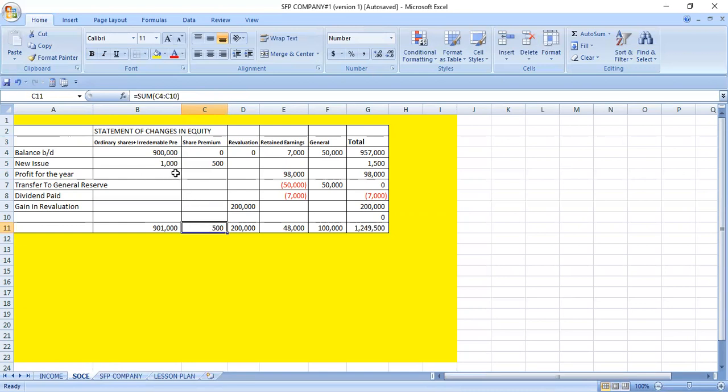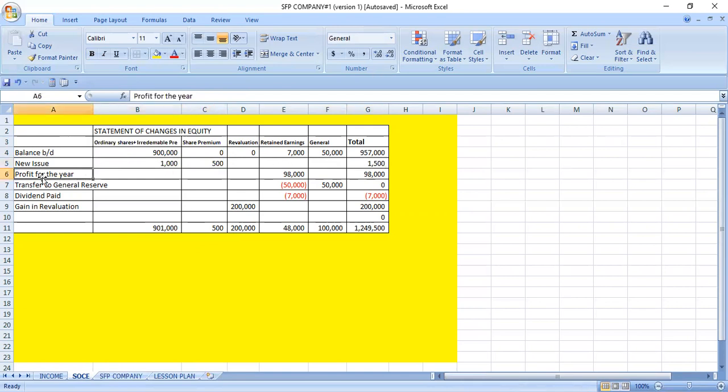So we are done. It will not affect the revaluation reserve. It will not affect the retained earnings. It will not affect the general reserve. So you add the total. This is 1,500. You can see it appearing on your last column.